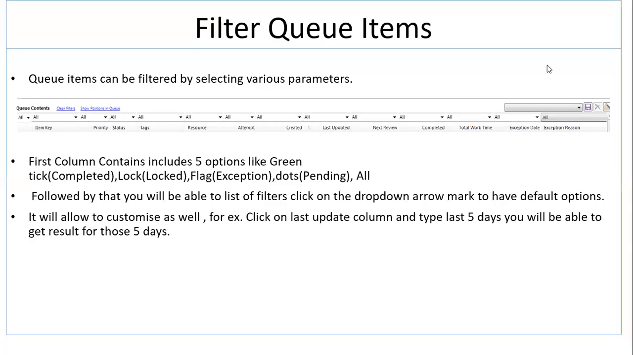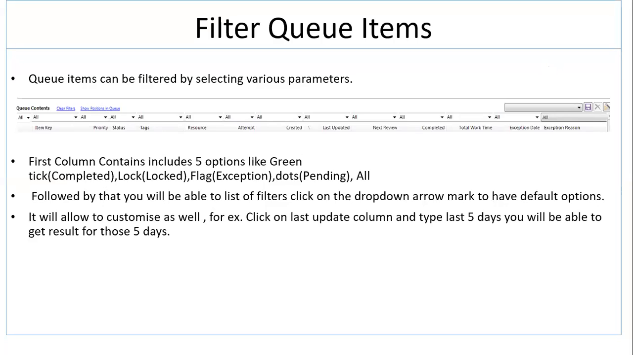Welcome to the last part in queue management, which is filter queue items. Queue items can be filtered by selecting various parameters. In the screenshot, you can see a lot of filter options available for each and every queue. By default, each queue has a filter option of All, but you can customize or change it based on your need whenever it is required.